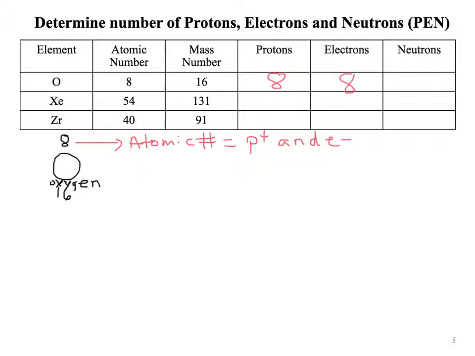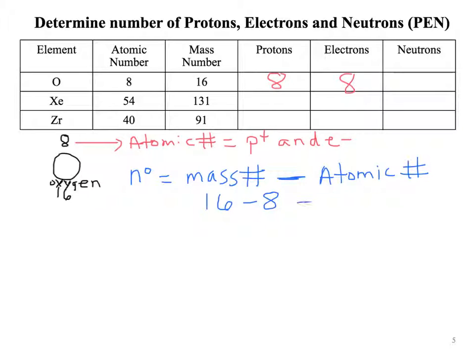Now the mass number will help us figure out the number of neutrons. So for oxygen, our mass number is 16. So the number of neutrons is equal to the mass number minus our atomic number. And that's the relationship we should know. So our neutrons for our oxygen is 16 minus 8, which is 8.